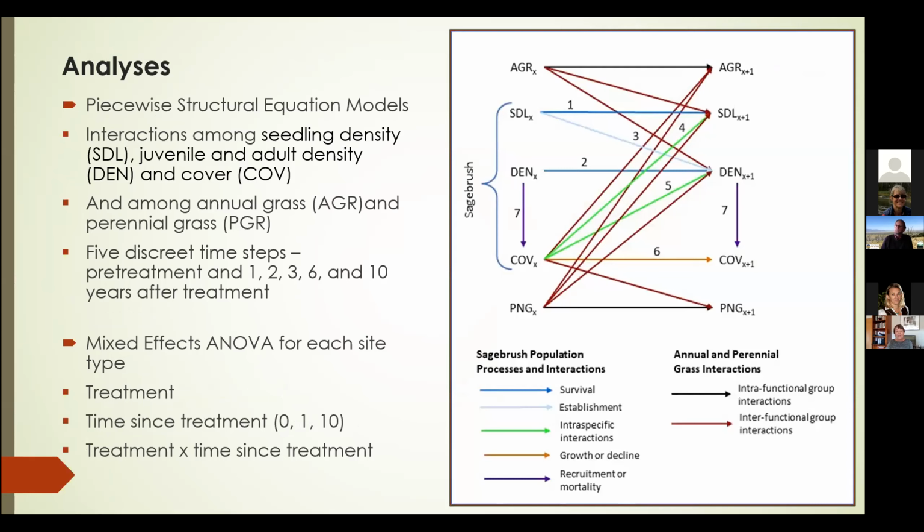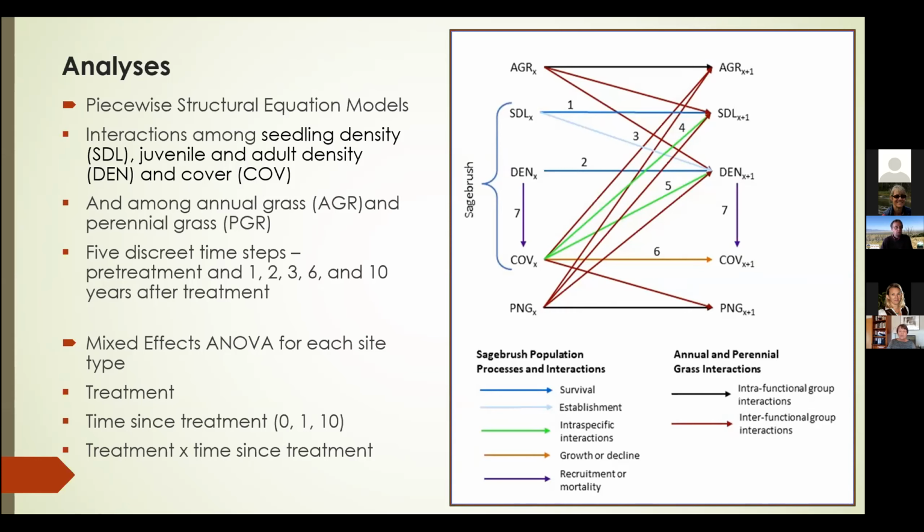Now, to better understand how sagebrush population components interacted with each other and the two other dominant functional groups that we were looking at, annual and perennial grasses, we used piecewise structural equation models, SEMs. The conceptual model is shown on the right. The model was designed to evaluate year-to-year changes in sagebrush seedling density, juvenile and adult density, and sagebrush cover in order to better understand population processes such as survival, establishment, intraspecific interactions, and recruitment or mortality.